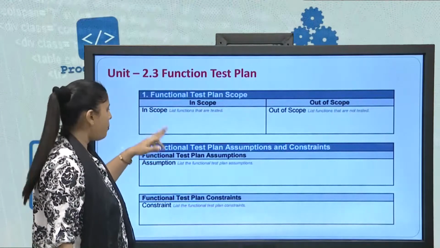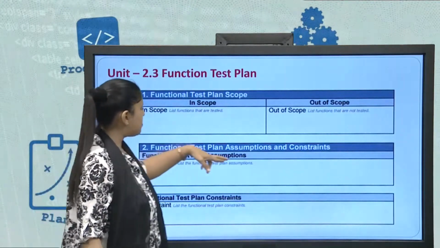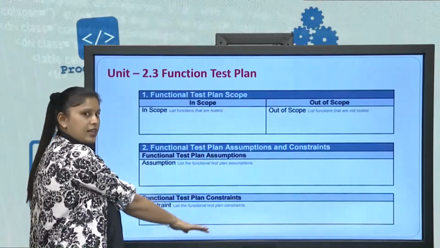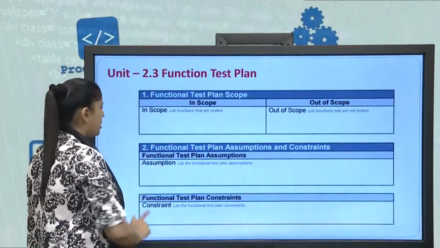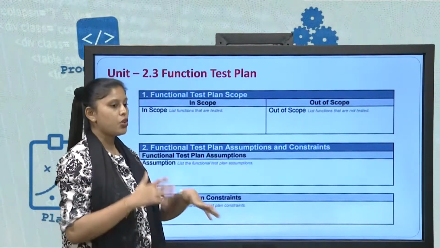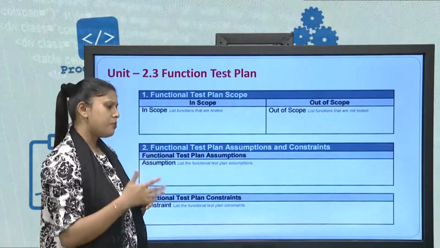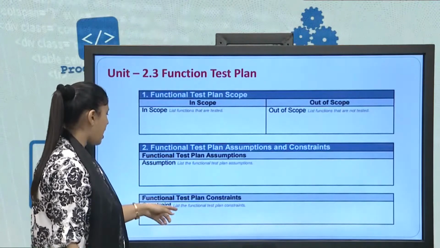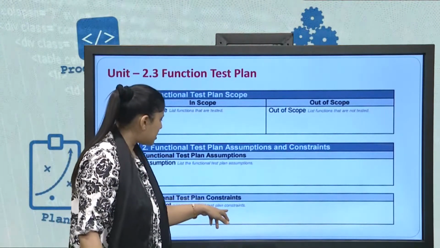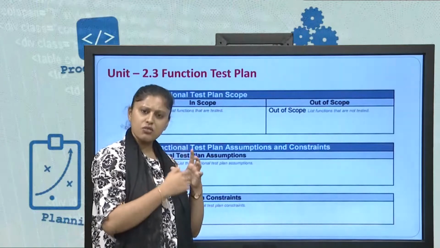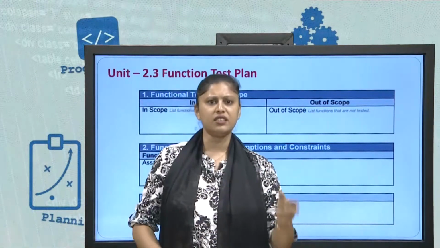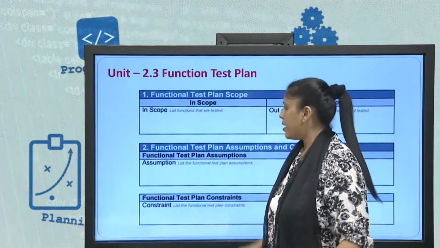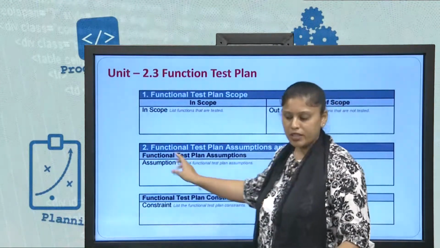Then the second point it contains is functional test plan assumptions and constraints. We have assumptions and we have constraints. Assumptions list the functional test plan assumptions, what you have assumed. All those assumptions are placed into this section, while functional test plan constraints list all the rules and constraints that you have, that this much is needed. All those validation checks come under constraints. So all that is listed in point number 2.